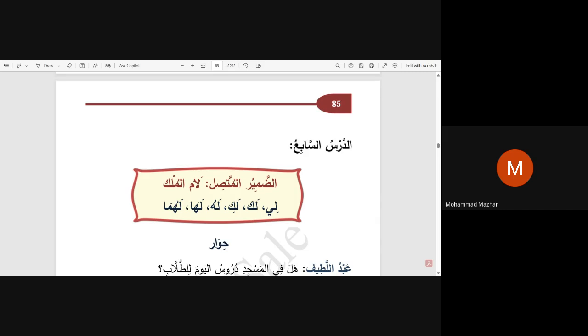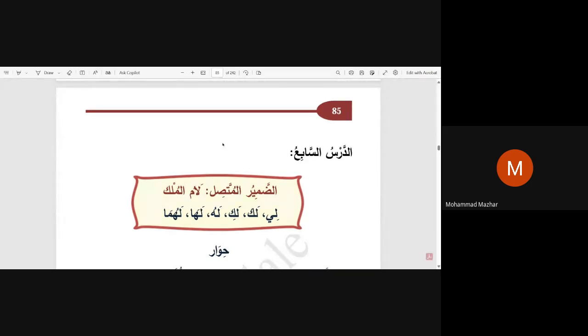Now we're in chapter number 7. Chapter number 7 is Lamul Mulk. What does mulk mean? What does the lam of mulk mean? What are we benefiting? Lam of possession, right? You use this lam to convey possession. Okay.